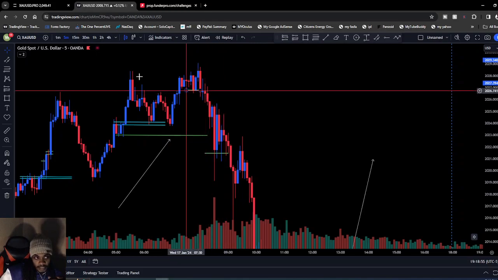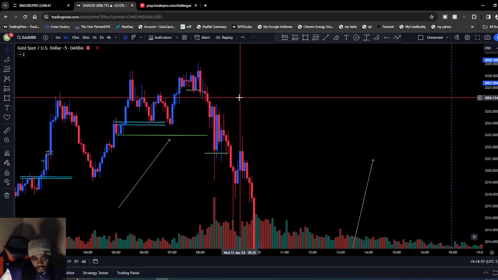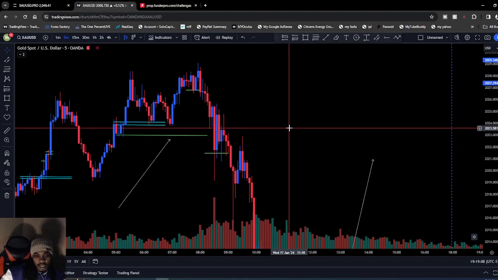Then you will mark your imbalance, go to the 1 minute, and look for price to trade back into it. You get your engulfing, or the top of the zone, or a rejection candle, depending on the trade. So in the bullish trend, your rejection candle would be bearish.